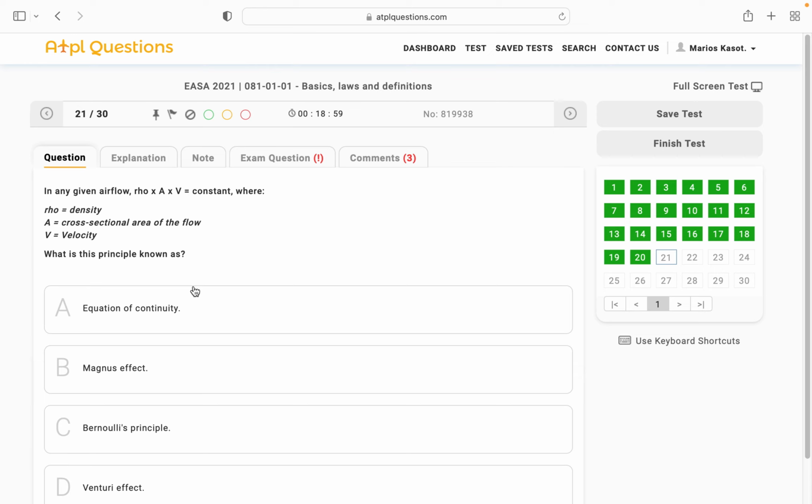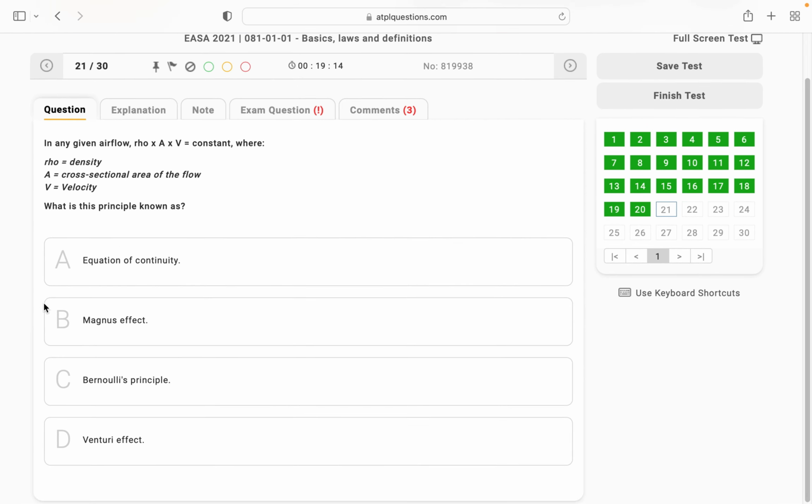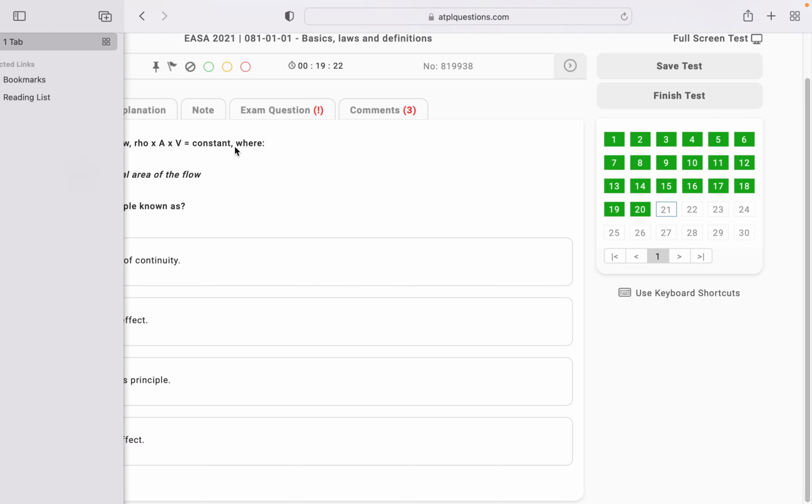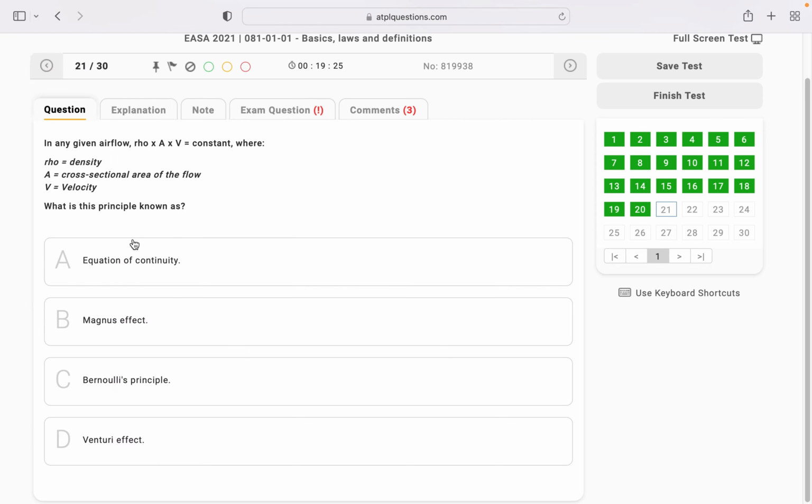In any given airflow, rho multiplied with area multiplied with speed equals constant. What is the principle known as? Equation of continuity, Magnus effect, Bernoulli's principle, and Venturi effect. According to our theory, of course, this is the equation of continuity.